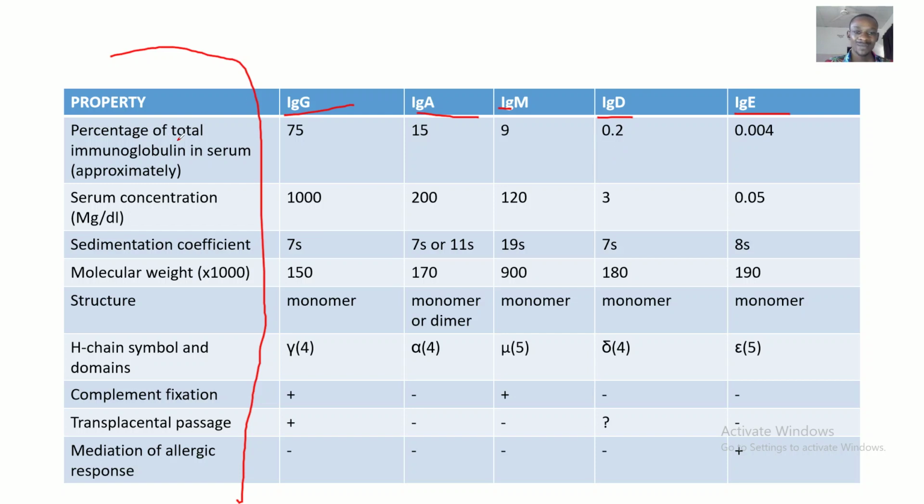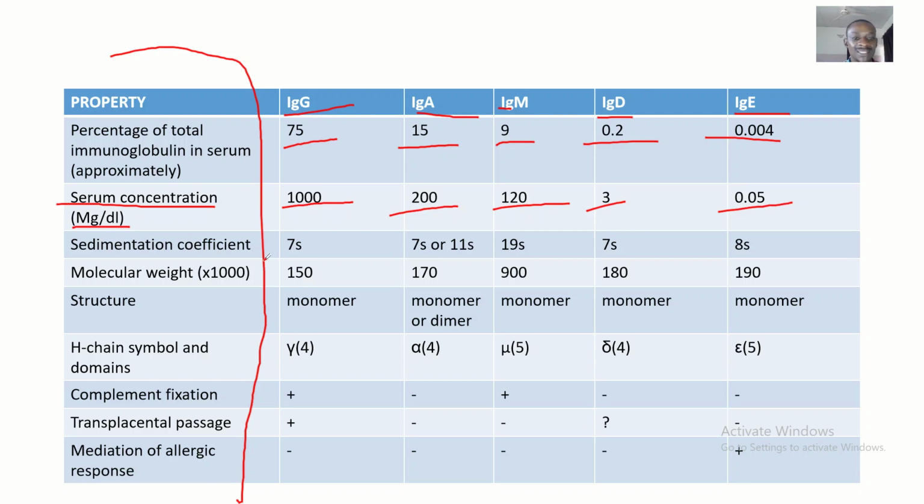For percentage of the total immunoglobulin in serum, what is the percentage of each different type? For immunoglobulin G we have 75%, for A we have 15%, for M we have 9%, for D we have 0.2, for E we have 0.004. Then serum concentration, measured in milligram per deciliter: for immunoglobulin G we have 1000, for A we have 200, for M we have 120, for D we have 3, for E we have 0.05.